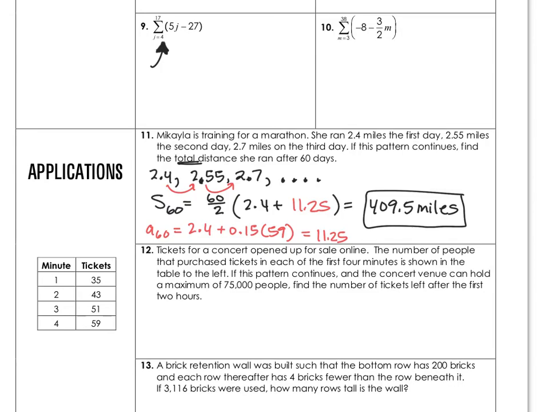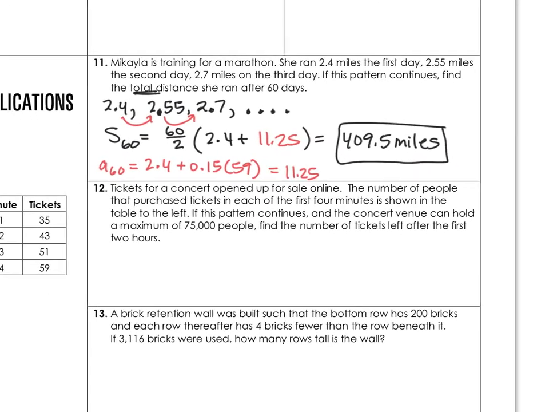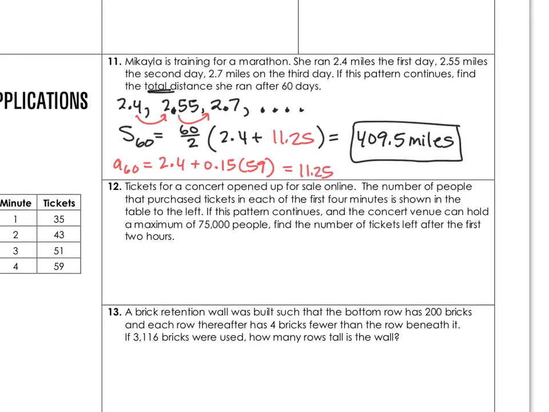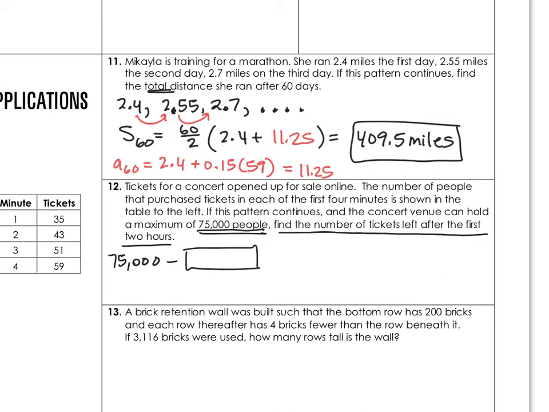This one, however, on number 12, it ups the ante a little bit. We do have to find the sum, but notice they want us to find the number of tickets left after the first 2 hours. So I know if the maximum is 75,000 people, I got 75,000 minus however many were sold in that first 2 hours. So that's going to give me my answer.